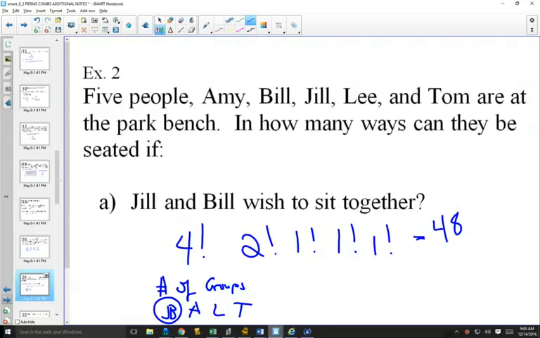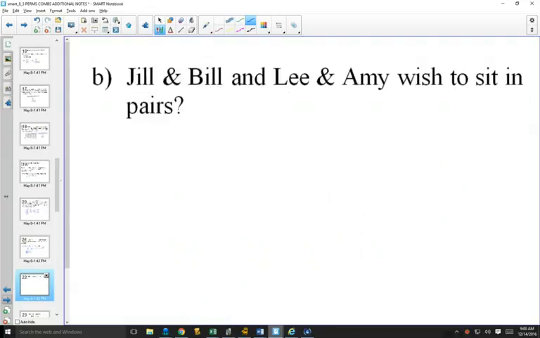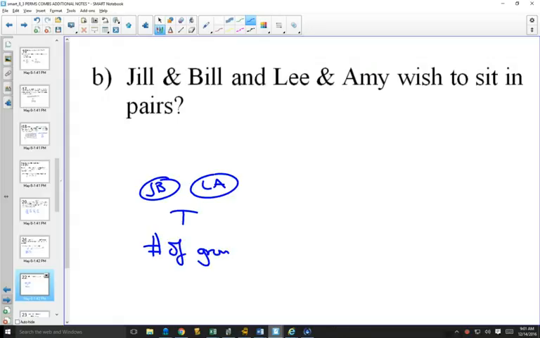Part 2. Things seem to be spreading. Poor Tom. Now Jill and Bill want to sit together, and Lee and Amy want to sit together. Don't worry, Tom gets his revenge in part C. Okay? So now, when we're thinking of how many groups, we've got Jill and Bill together, we've got Lee and Amy together, and Tom all by himself. So our number of groups is 3 factorial.